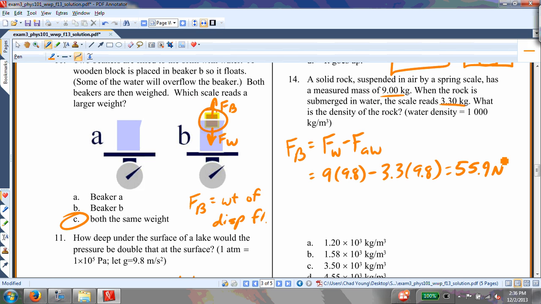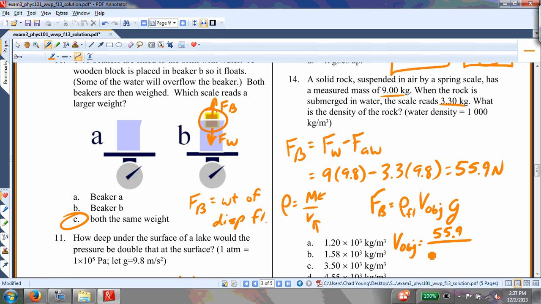And now I want to know the density of the rock. Density is equal to the mass of the rock divided by the volume. I know the mass of the rock, it's 9 kilograms, so I want to know the volume. But since I know the buoyant force is equal to the density of the fluid times the volume of the object times g, I can find then the volume of the object. That's going to be the buoyant force, 55.9 divided by 1,000 times 9.8.